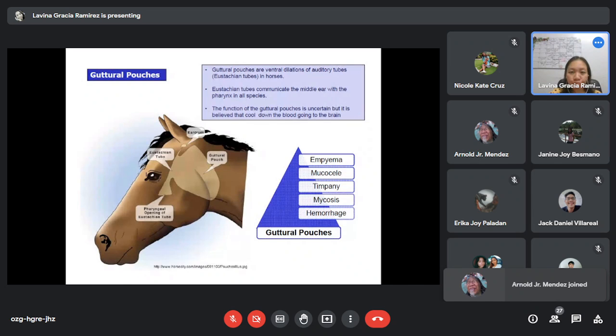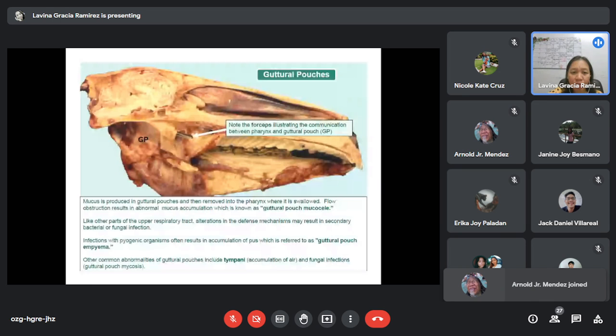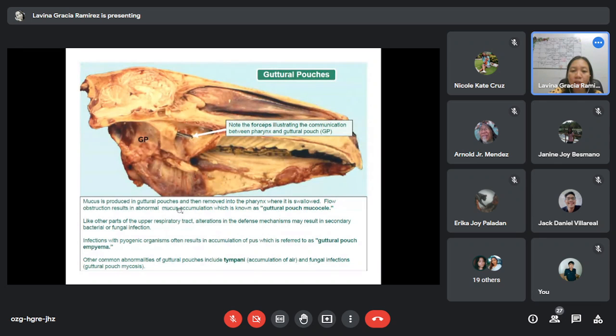Okay, so this is a picture of the guttural pouch. Okay, so ito yung opening, pinapakita lang siya. Okay, so this mucus, okay, yung mucus produced in the guttural pouch remit into the pharynx. So that is how it is normally regulated where it is swallowed. So flow obstructions, so yung obstructions or anything that hinder, okay, the normal flow may cause accumulations of excessive mucus, and that is called the mucocele. Okay, so mucocele. So I mentioned about this one, the guttural pouch mucocele.